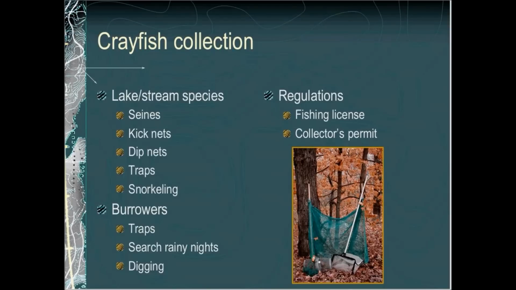So if you're wanting to go out and collect crayfish, the first thing I want to point out here is the regulations. If you're in Missouri, and I can only speak for Missouri, you can collect up to 150 crayfish a day with a valid fishing license. That's because it's used as fishing bait. That's kind of the loophole. In some cases, you may need an actual collector's permit. So just keep in mind that there are some regulations that may apply as you are wanting to maybe collect these organisms to see what you have.